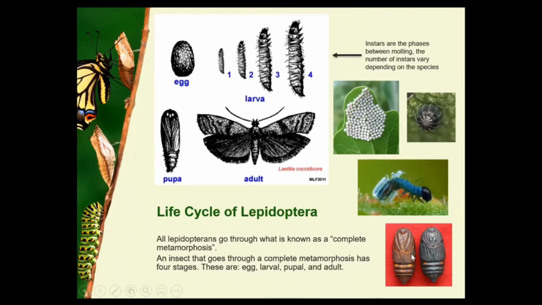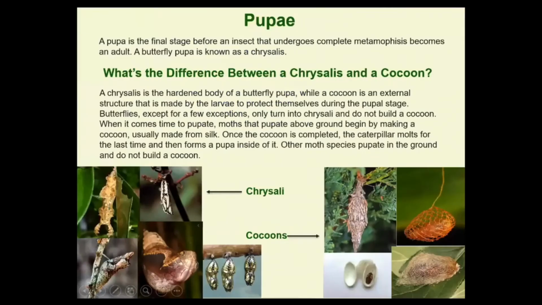And these are some moth pupa and pupae, and this is a male and this is a female, and you can see the antennae outlined in the pupa, which is pretty cool. So about pupae, it's the final stage before an insect that undergoes complete metamorphosis becomes an adult. A butterfly pupa is known as a chrysalis.